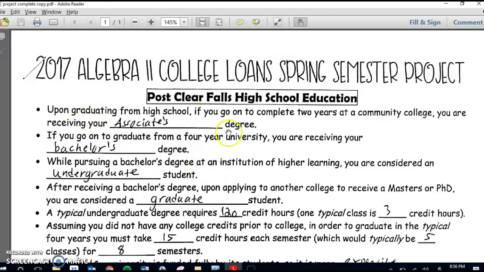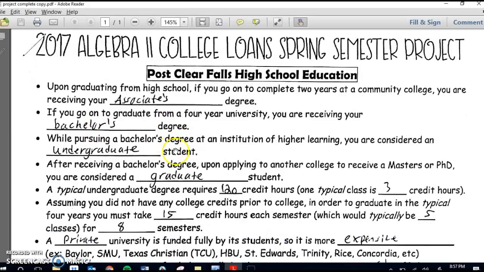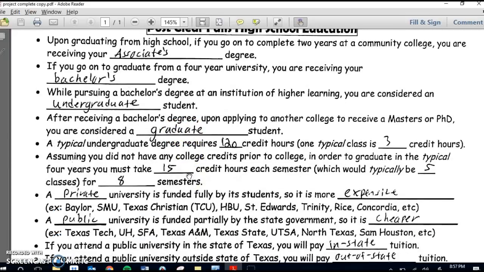is that after you graduate, if you get your 2-year certificate done at a community college or whatever, it's called an associate's degree. If you just go on and graduate from a 4-year university, you get your bachelor's degree. While you're working on a bachelor's degree, you're called an undergraduate student. After your bachelor's degree, if you go on to a master's or something like that, you're called a graduate student because you've graduated.